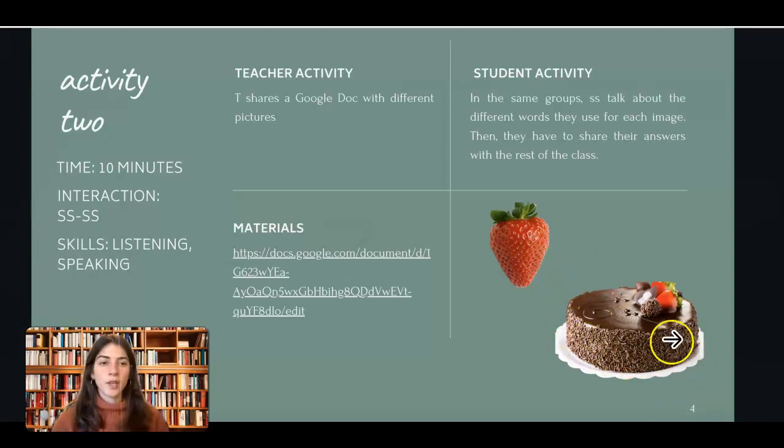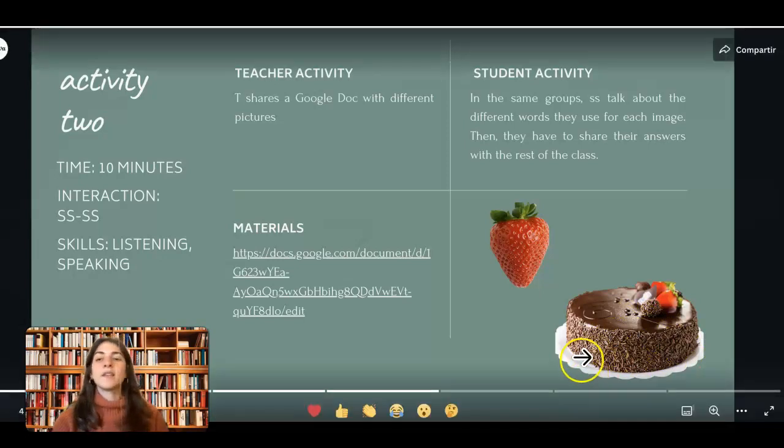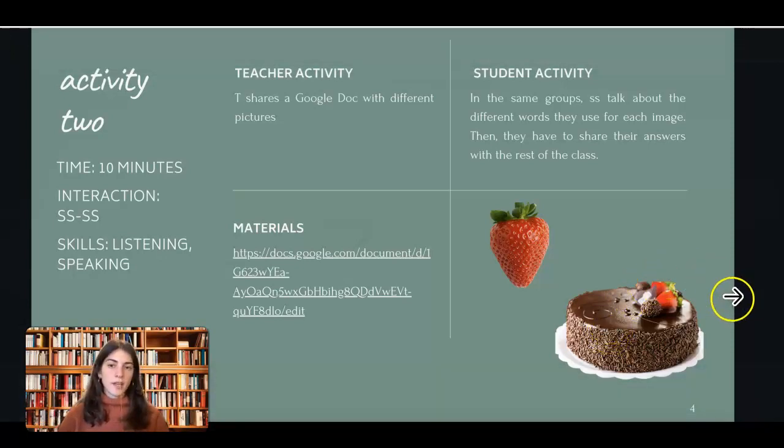Same example with this cake, that in Spain, for example, we would say tarta, but in other dialects of Spanish, they will say torta or pastel. Okay.